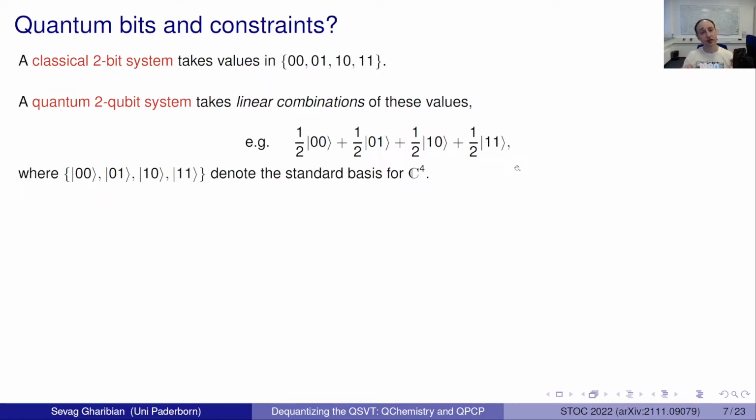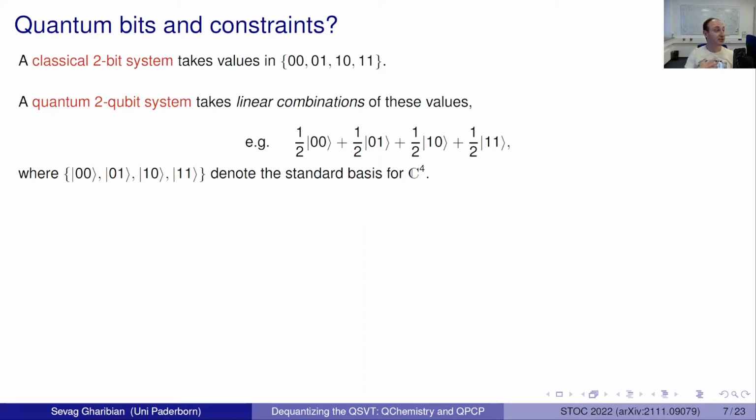And so what you need to know for this talk is that if I have an n-qubit system, the corresponding quantum state is just going to be some unit vector of dimension 2^n. So the dimension of the space grows exponentially with the number of qubits. Quantum states are just unit vectors in this giant space.